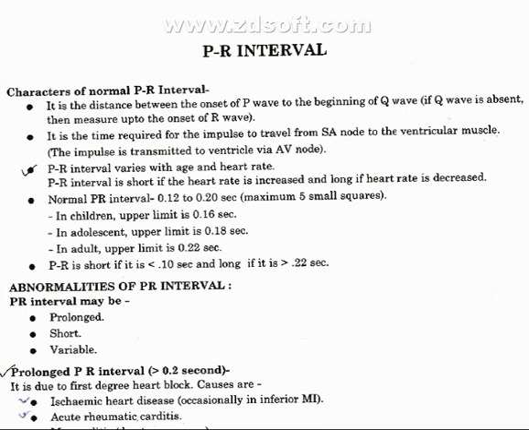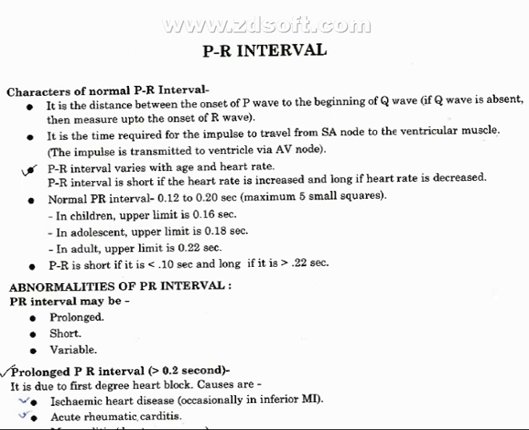Now we will discuss the PR interval. Characteristics of normal PR interval. It is the distance between the onset of the P wave to the beginning of the Q wave. If the Q wave is absent, then measure up to the onset of the R wave. It is the time required for the impulse to travel from the SA node to the ventricular muscle. The impulse is transmitted to the ventricle via the AV node.